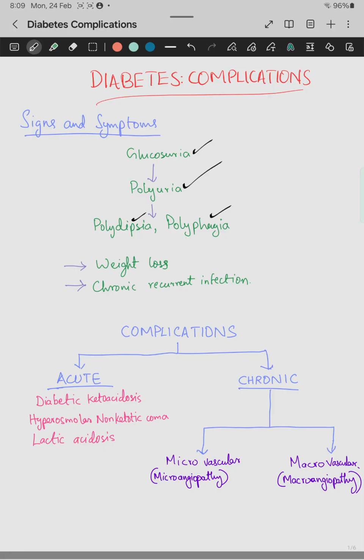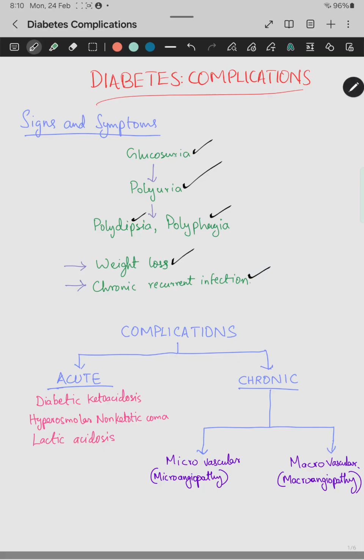Even though food intake is increased, due to the defect in insulin production or insulin action, there happen a lot of changes in the body, which increase protein as well as lipid metabolism or breakdown. That causes weight loss in that individual. Also, as glucose is seen in excess amount in the extracellular fluid, there is a favorable condition for the proliferation of bacteria, and that causes chronic recurrent infections.